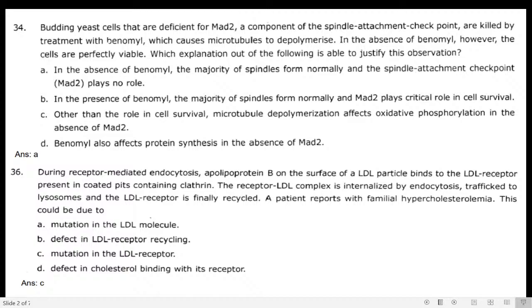Here they added apolipoprotein B. Apolipoprotein B on the surface of the LDL particle binds to the LDL receptor present in the coated pit containing clathrin.